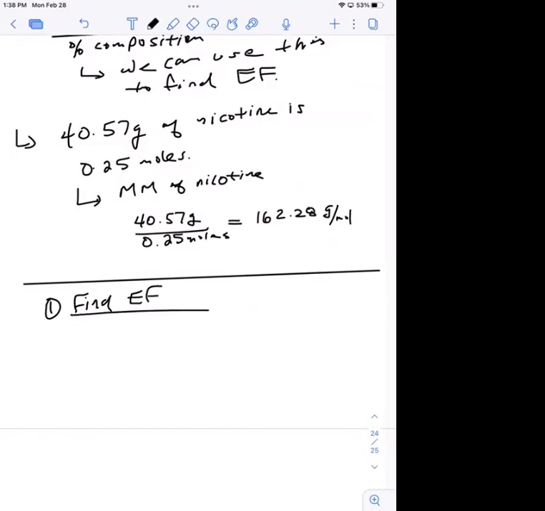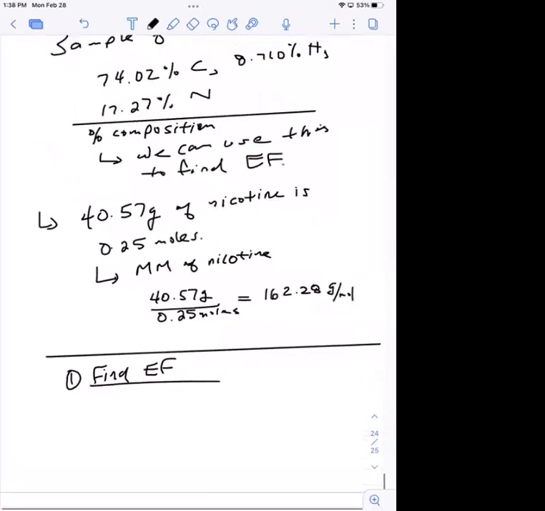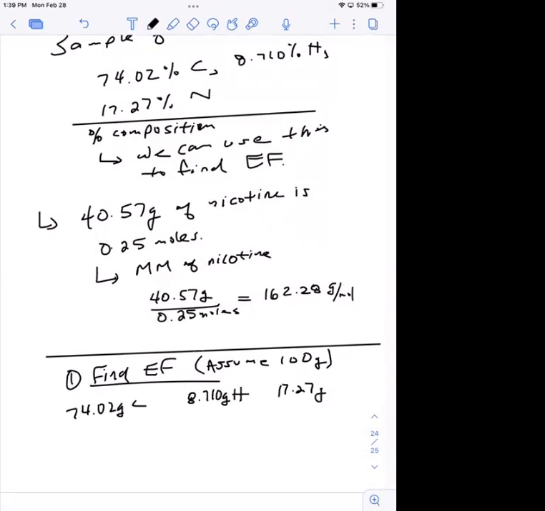Somebody help me set this up using the percent composition, right? What can we say about the percent? Because it's in percentage, we can assume what? 100 grams total, yeah, because it has to add up to 100%. So then we got 74.02 grams of carbon, 8.71 grams of hydrogen, and 17.27 grams of nitrogen.